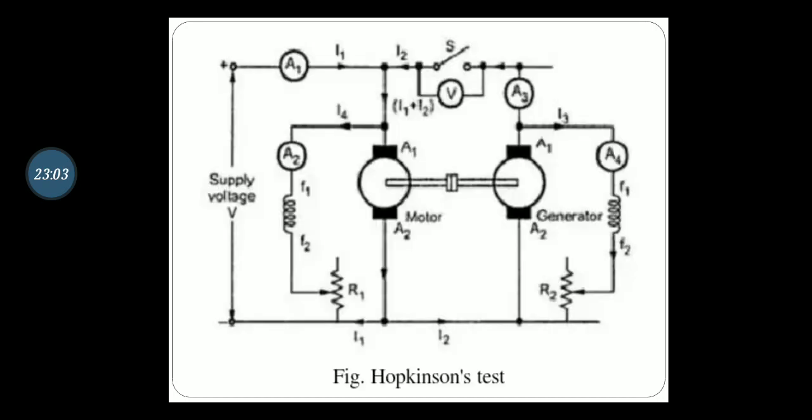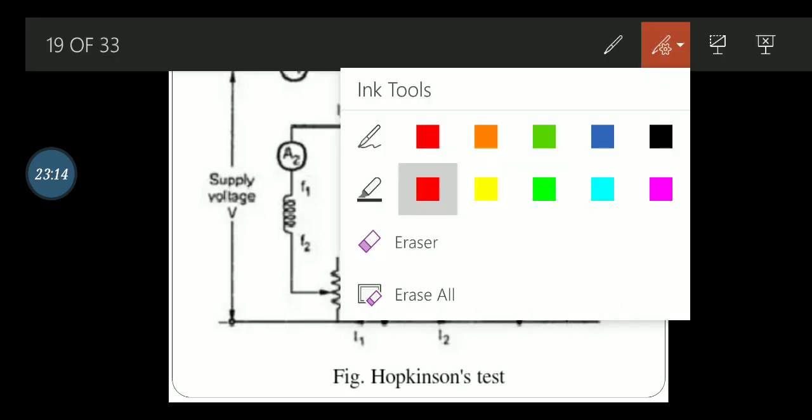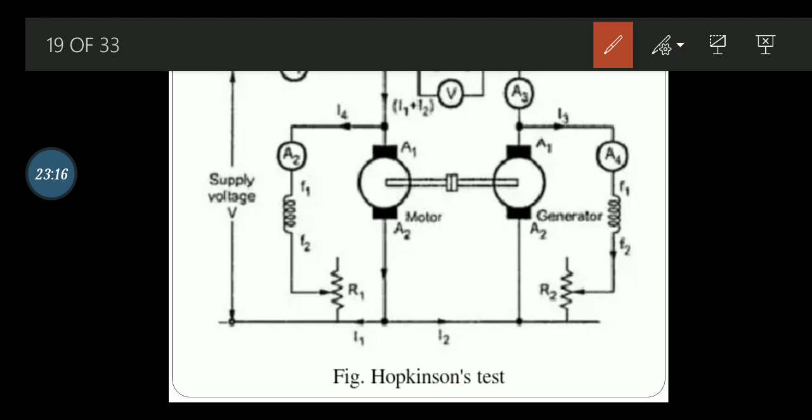Now let me show the circuit representation of the Hopkinson test on a DC machine. So here two machines are used, and both are coupled to each other. One machine acts as a motor, and the other machine acts as a generator. Both are DC machines.